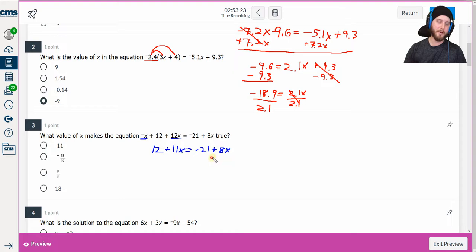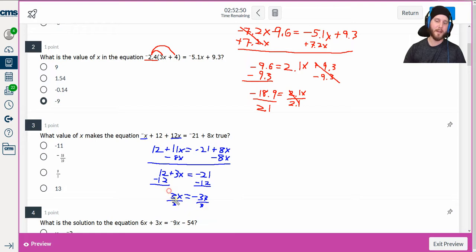In this case, I'm going to go ahead and subtract by 8x on both sides. And that's going to leave me with 12 plus, that would be 3x on this side, equals negative 21. I'm then going to subtract by 12 on each side of the equation. Let's see, this will give me a 3x over here equals negative 33 over here. Divide both of these by 3, and you get x equals a negative 11. Right here, option A. Perfect.